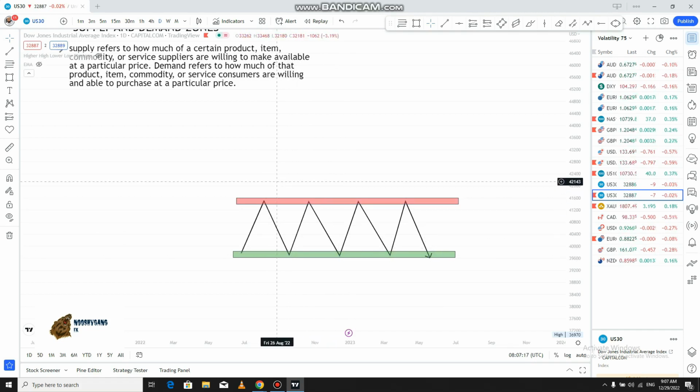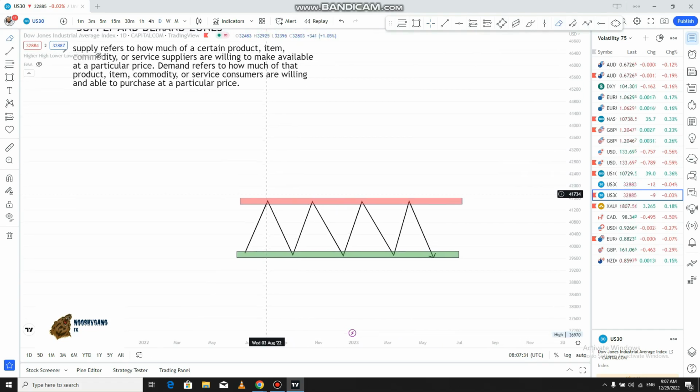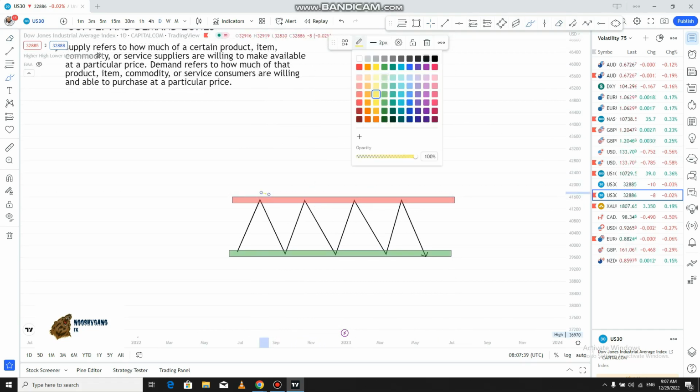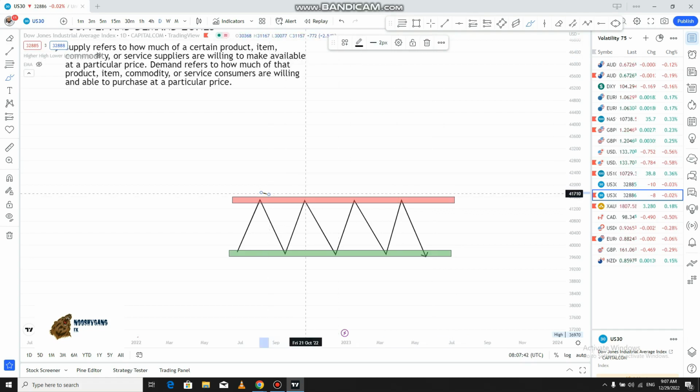Supply and demand zones are observable areas on a forex chart where price has approached multiple times. As you can see, price came here, it reversed. Price came here, it reversed, did the same thing here, another one here, and the last one here. Same for our demand zone. So you can see price has been reversing multiple times.